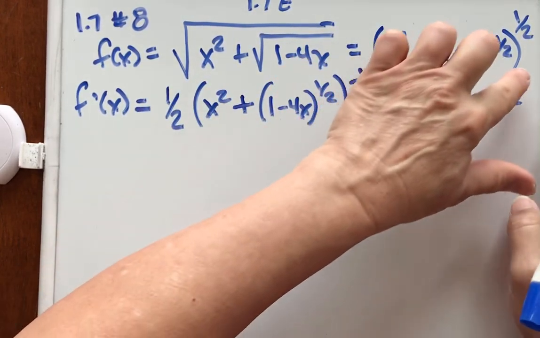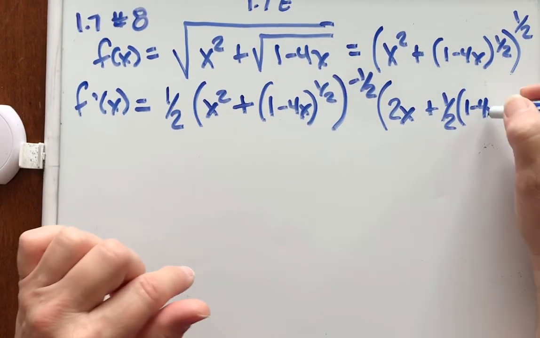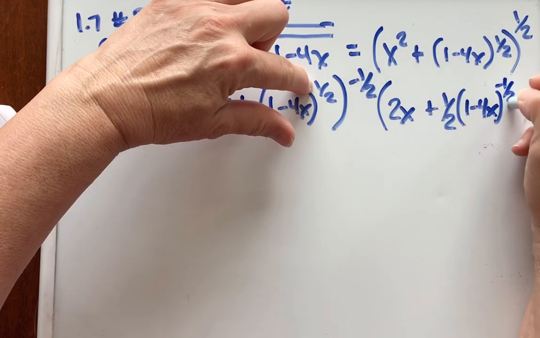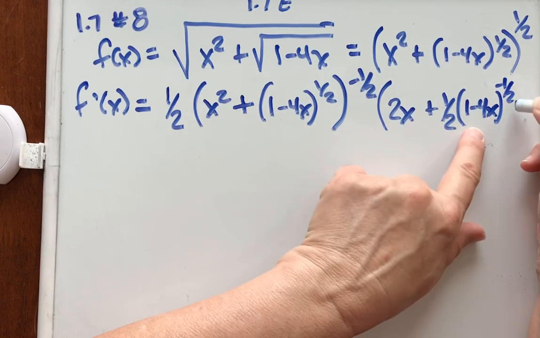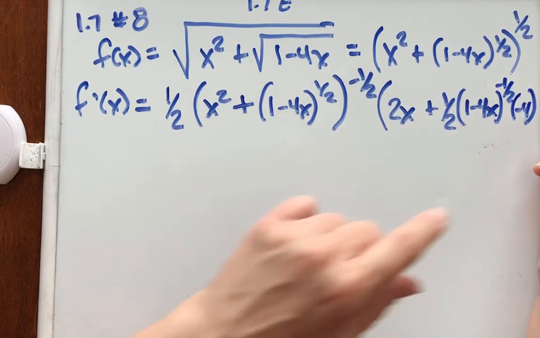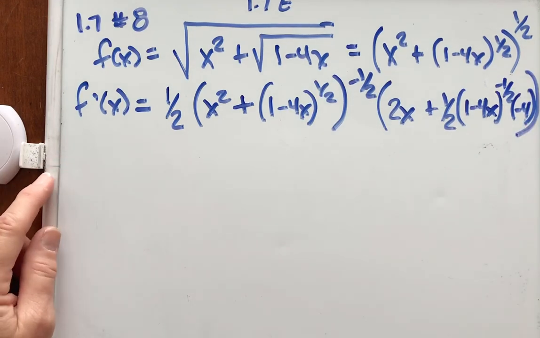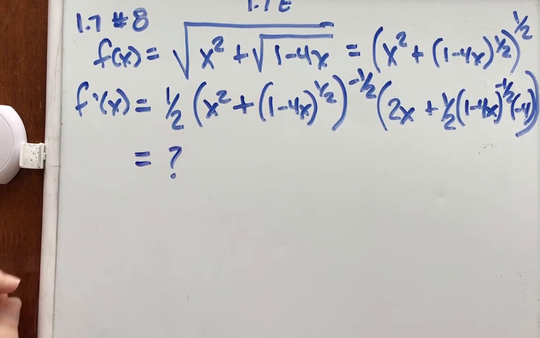Oops, I did the wrong one. Sorry about that. Okay, we're going to take away 1 from the exponent. That gives us negative 1/2. And we're still not done because we have to take the derivative of what's in here, which is just times negative 4. All right, there we go. So there's a start. I'm not going to finish that for you. You can continue. I'm just going to write equals question mark. That's for you to do.